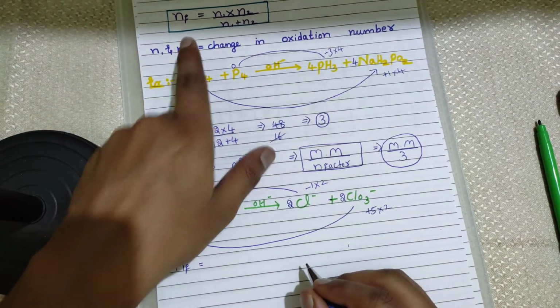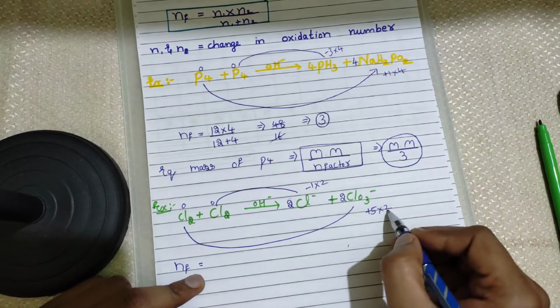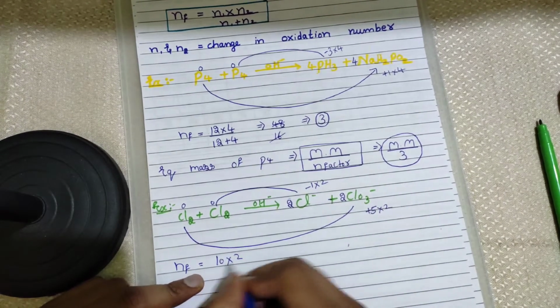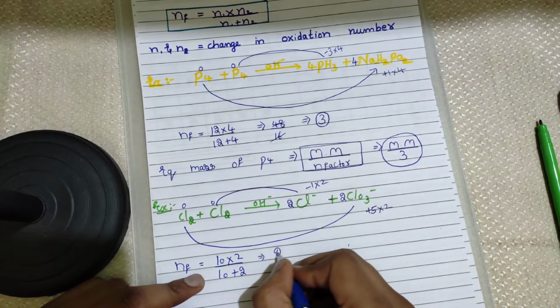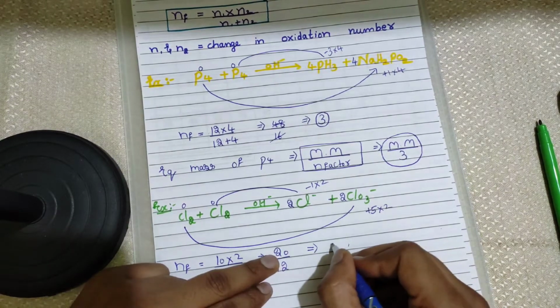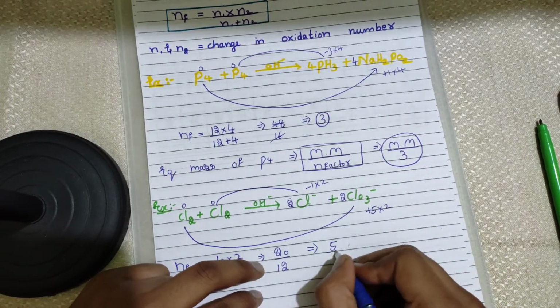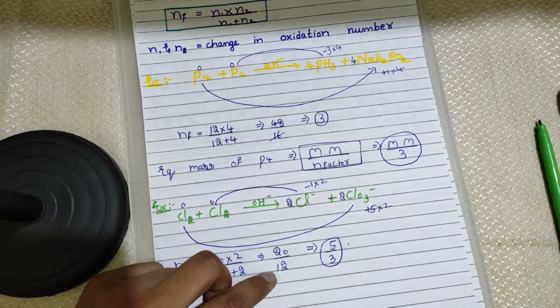Now just substitute in the formula. n1 and n2 are the change in oxidation number. See how much the oxidation number is changing: 2, and here 5 twos are 10. So multiply and add. 10 twos are 20 over 12. Finally you will get 5 by 3. 4 fives are 20, 4 threes are 12.